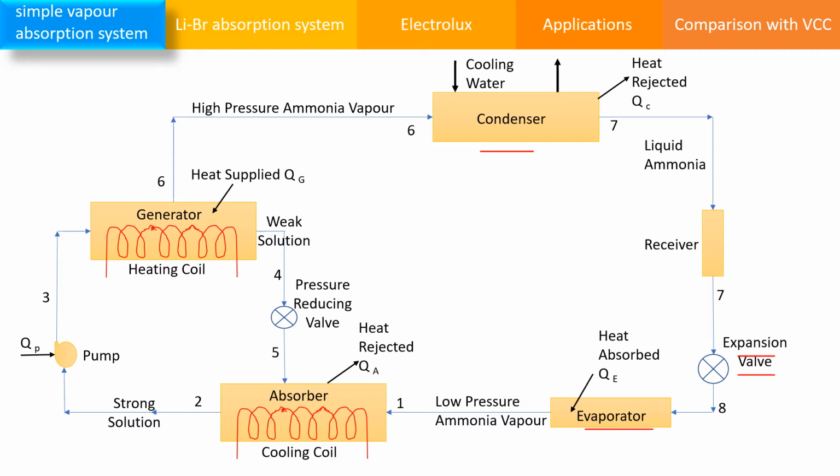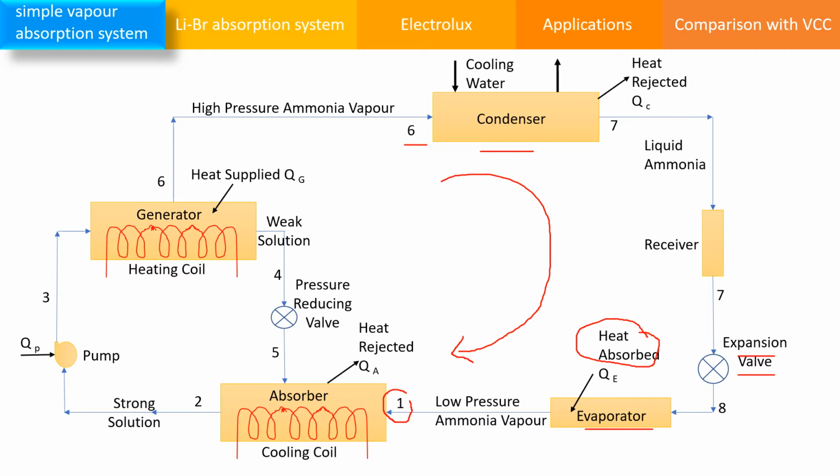Now this low temperature and low pressure liquid ammonia is supplied to the evaporator where it absorbs heat from the surroundings for producing cooling effect and converts the refrigerant to low pressure ammonia vapor. So the phase changes from liquid to vapor by absorbing the latent heat from the surroundings. Now this low pressure ammonia vapor is supplied to the absorber. So from point 6 to point 1, the cycle is exactly like the vapor compression cycle. But we will start the whole cycle explanation from point 1 again, which is different in the vapor absorption cycle.